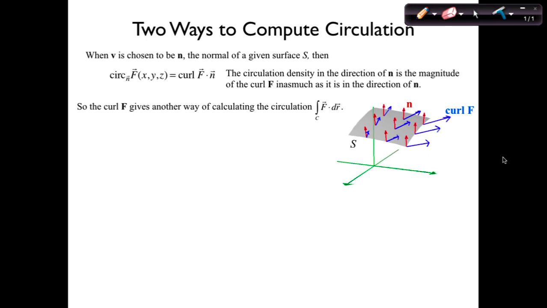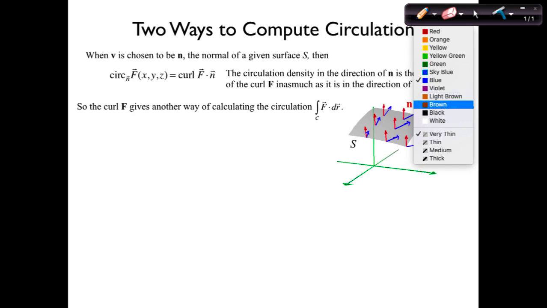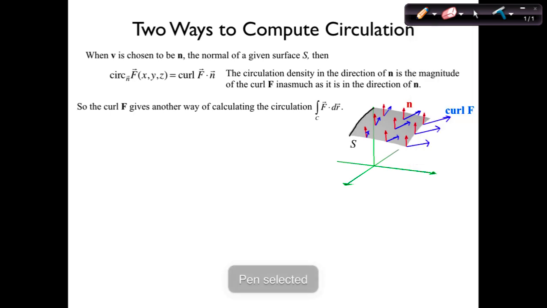And so what this curl gives us is another way of calculating the circulation around, so this is an open surface now, and I've got a boundary around here, C, around this S. Did I get the orientation right? If n is upward, do you have the right orientation for C? Yeah, because you have the little counterclockwise rotation around each of those n vectors, and that would be consistent with C going counterclockwise in this case.